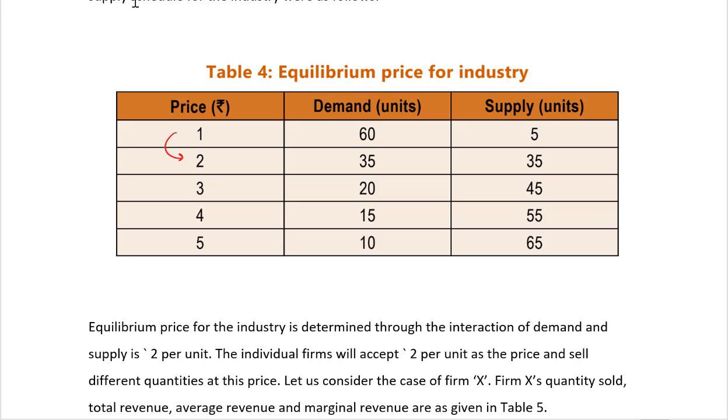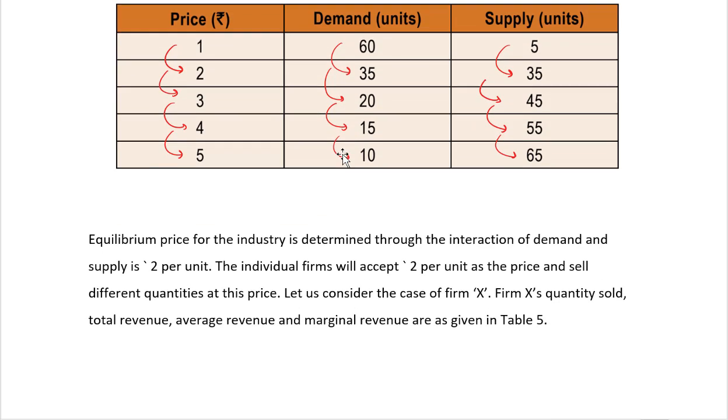In table 4, when the price is increasing from 1 to 2, the demand is decreasing but the supply is increasing. When the price shifts from 2 to 3, there is a decrease in demand but an increase in supply. When the price shifts from 3 to 4, the demand falls from 15 to 12, and the supply increases from 45 to 55. And when the price increases from 4 to 5, the supply increases from 55 to 65, and there is a fall in demand from 15 to 10.